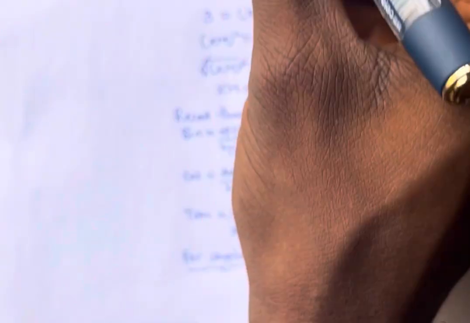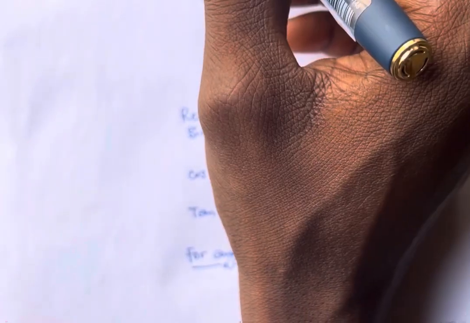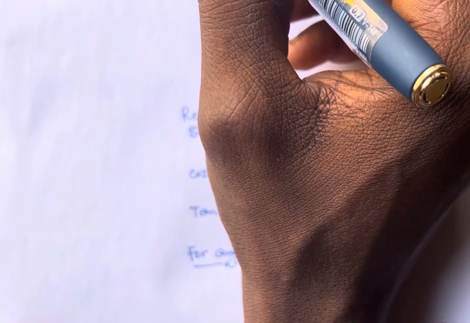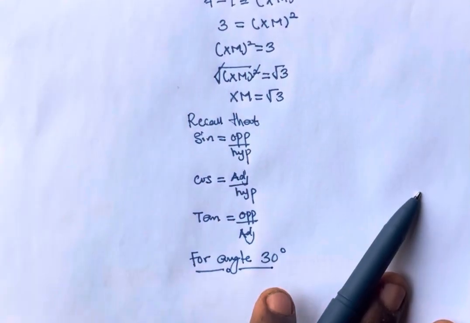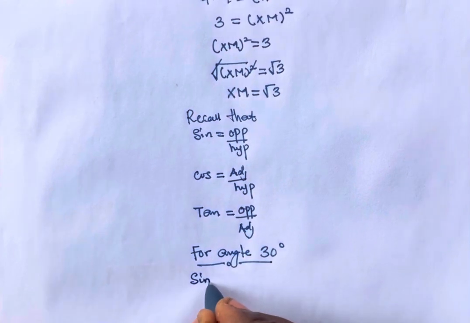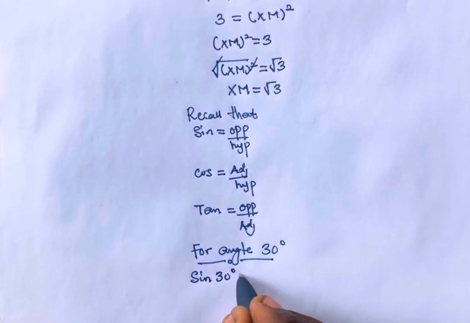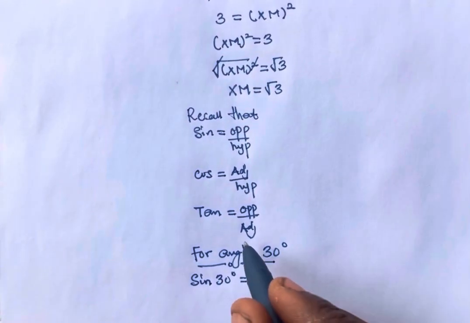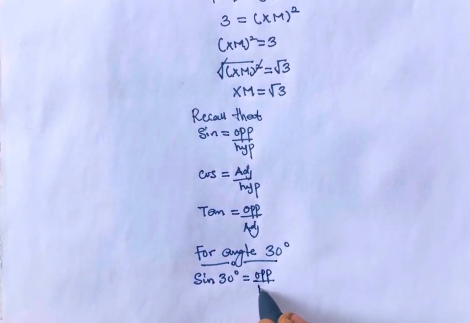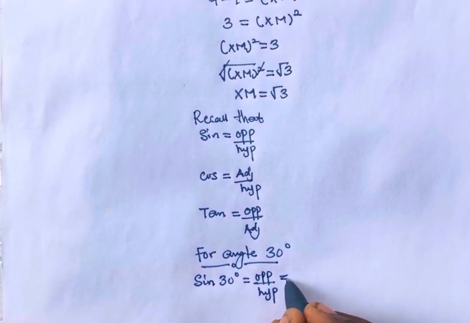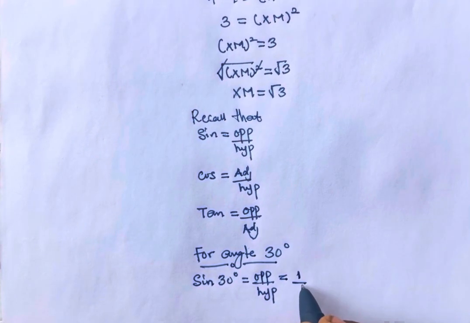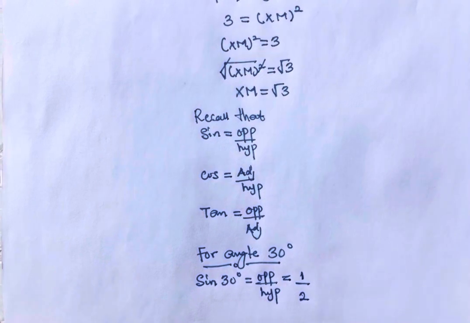let's say we have to consider this 30 degree. So that means that we have this side to be opposite, we have this side to be hypotenuse, and we have this side to be adjacent. Therefore, our sine 30 degree is equal to opposite over hypotenuse. And what's our opposite for angle 30 degree? That's 1. And our hypotenuse is 2.